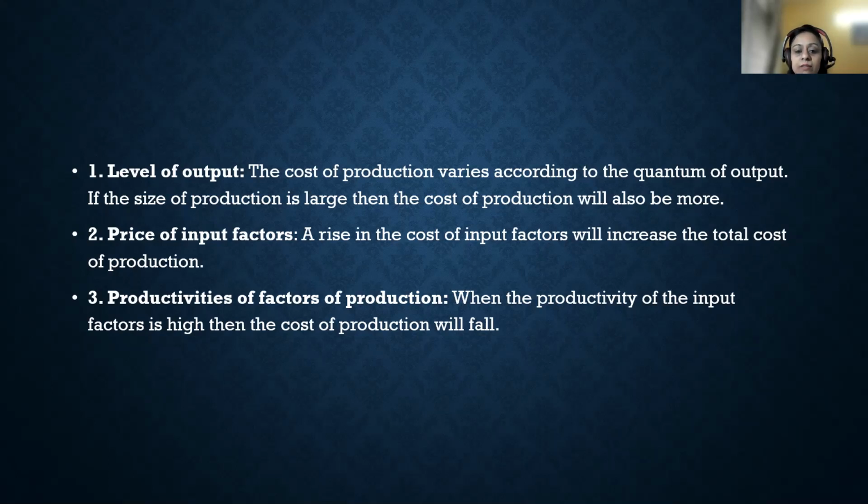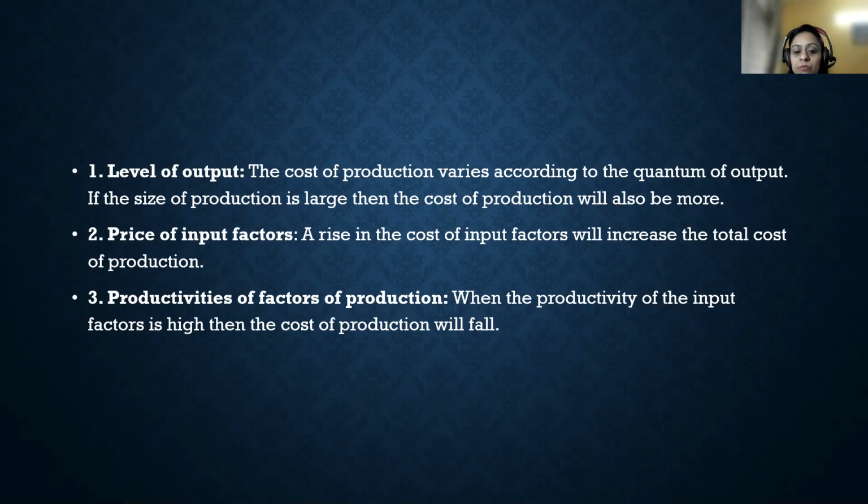Price of the input factors is another factor which has an impact on the cost of production. Naturally, when the cost of the input factors is high, this is going to have an impact on the cost of production being higher. If the cost of the input factors can be maintained low, or we can have the input factors at a reasonable price, our output will also be at a reasonable, affordable price.